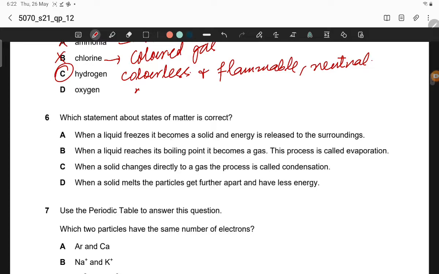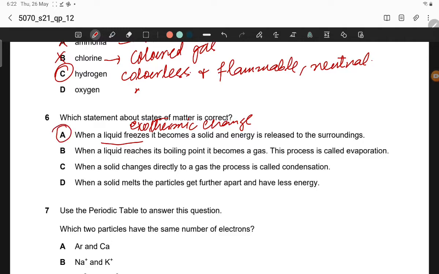Which statement about states of matter is correct? When a liquid freezes, it becomes a solid and energy is released to the surroundings. Yes, when a liquid freezes, it is an exothermic change, and energy is released to the surroundings. A option must be correct.